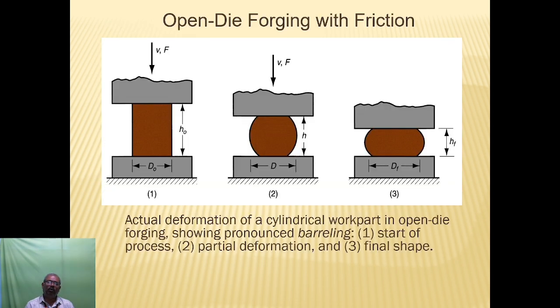This figure shows open die forging with friction. The first figure shows the starting process. Initially, the diameter and height are original, and we haven't applied the force. In the second, we apply the force. In the figure we show the barreling effect. The final shape is shown in the third figure.